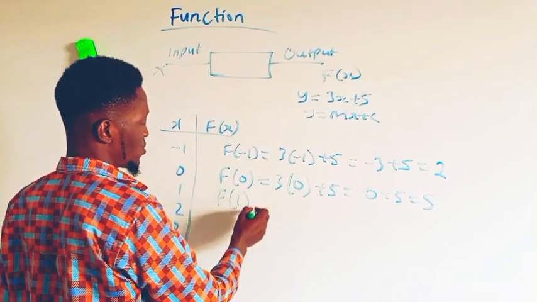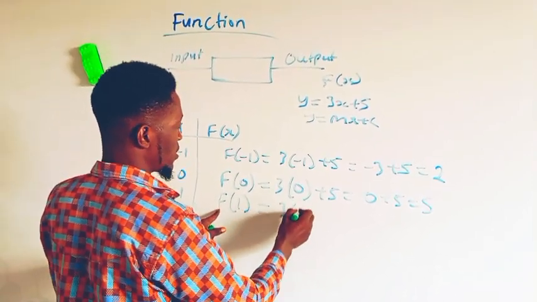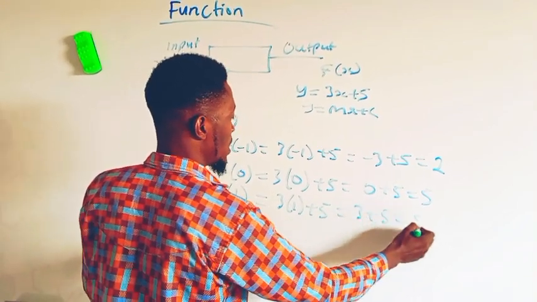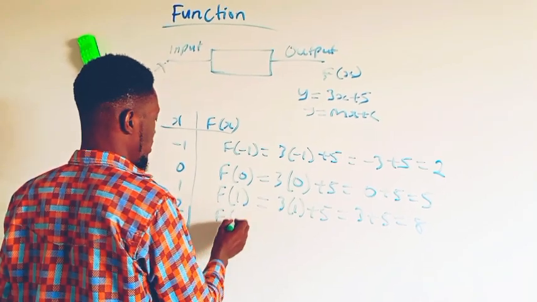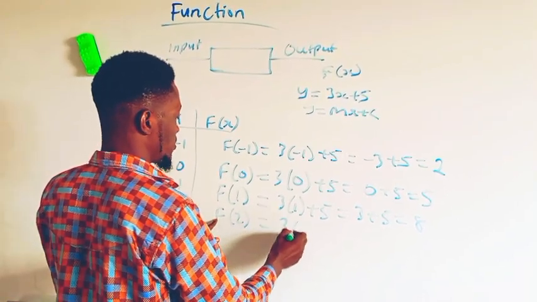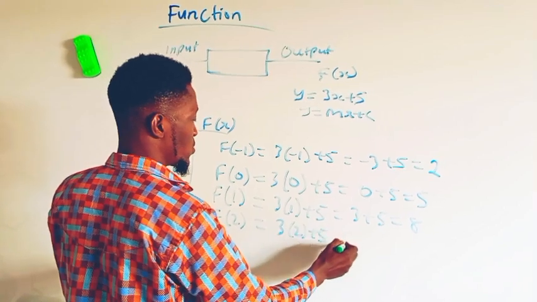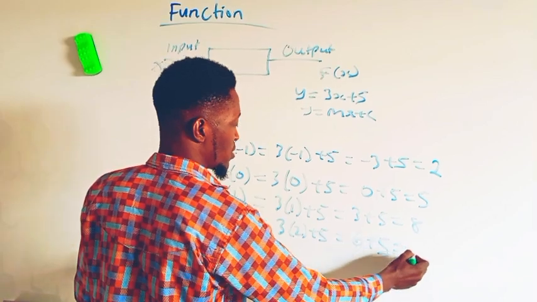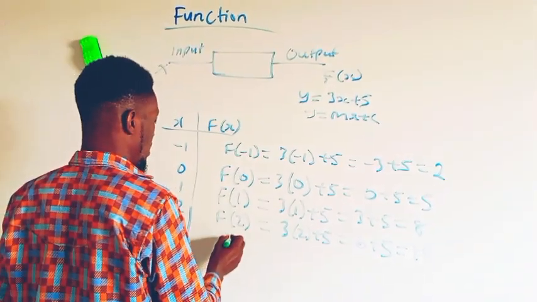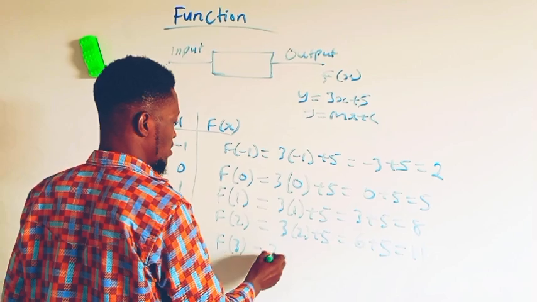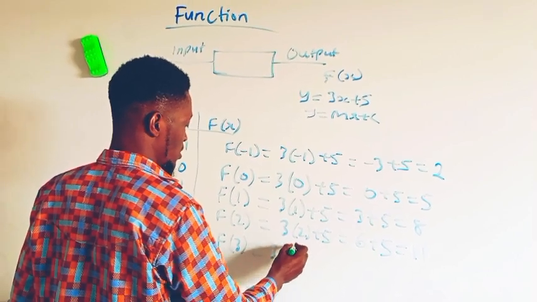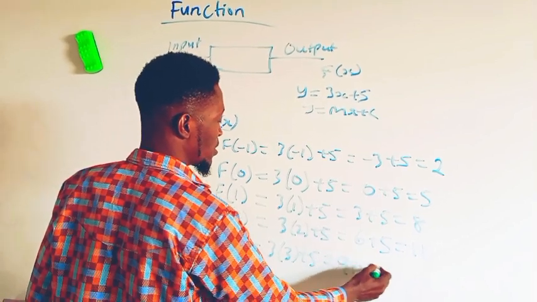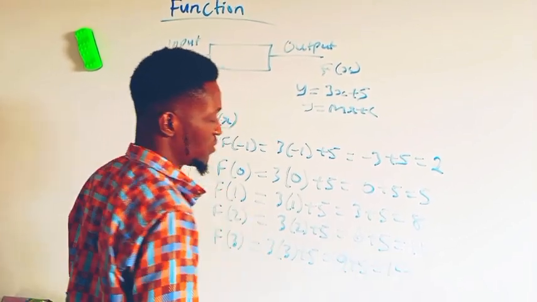When 1 is plugged into the function, we have 3 times 1 plus 5, which is 3 plus 5, which is 8. When 2 is plugged in, we have 3 times 2 plus 5, which is 6 plus 5, equal to 11. Finally, when 3 is plugged in, we have 3 times 3, which is 9, plus 5, basically 14.